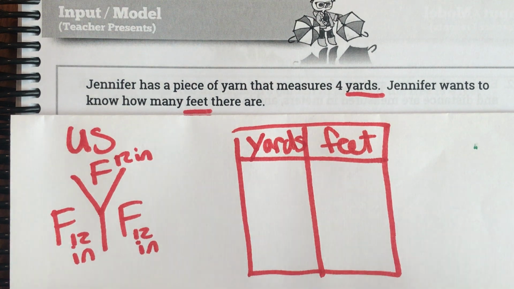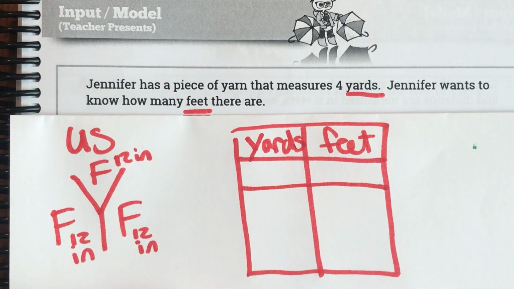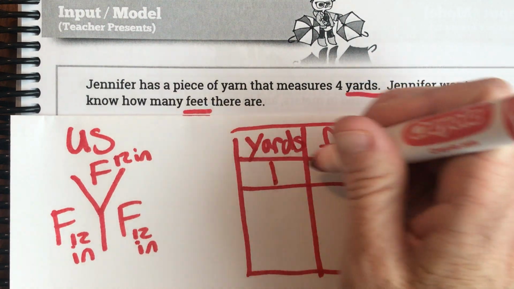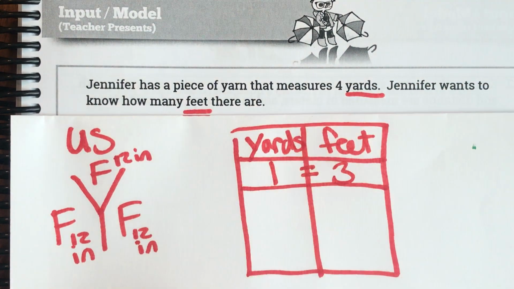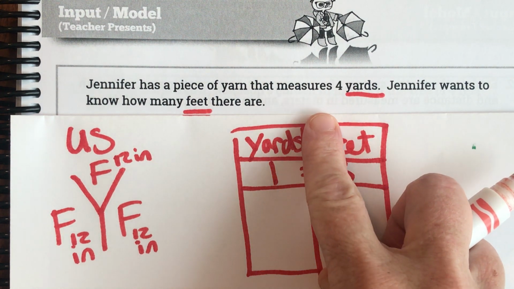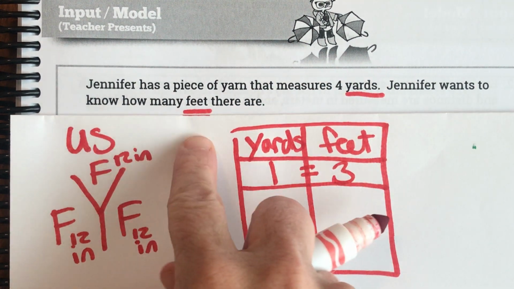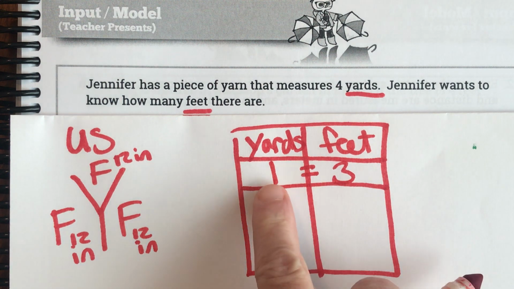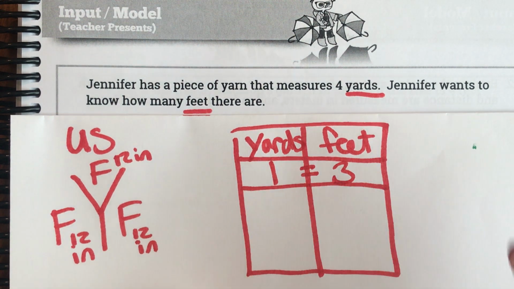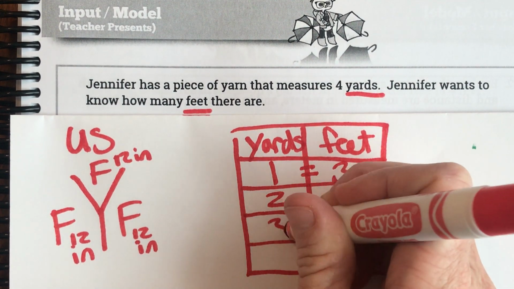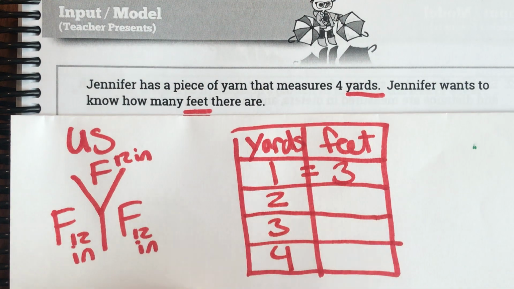So, what do I know? What do I know about yards and feet? Well, I know using this that 1 yard is equal to 3 feet. Okay, does that help me answer my question? Let's see. Jennifer has a piece of yarn that measures 4 yards. Jennifer wants to know how many feet there are. She doesn't want to know how many feet are in 1 yard. She wants to know how many feet in not 2 yards, not 3, but her goal is to know how many feet are in 4 yards.